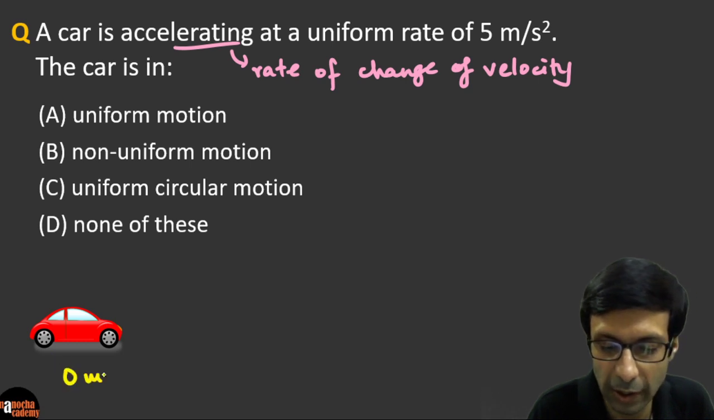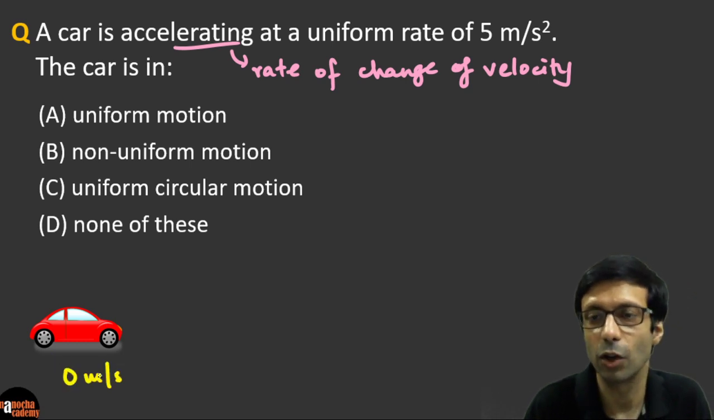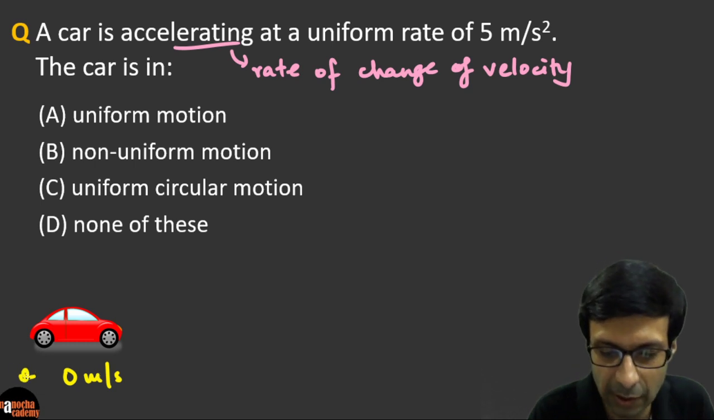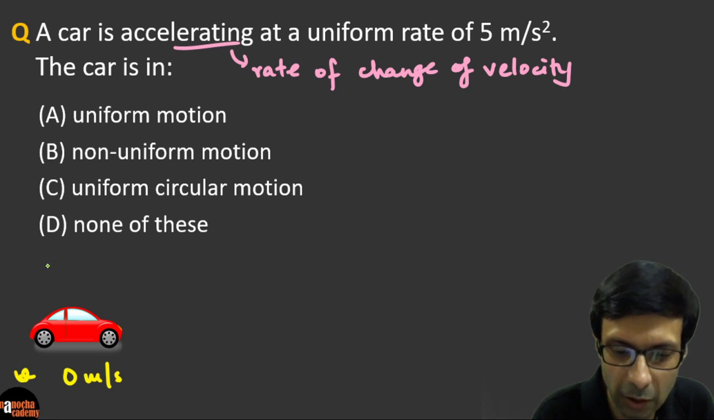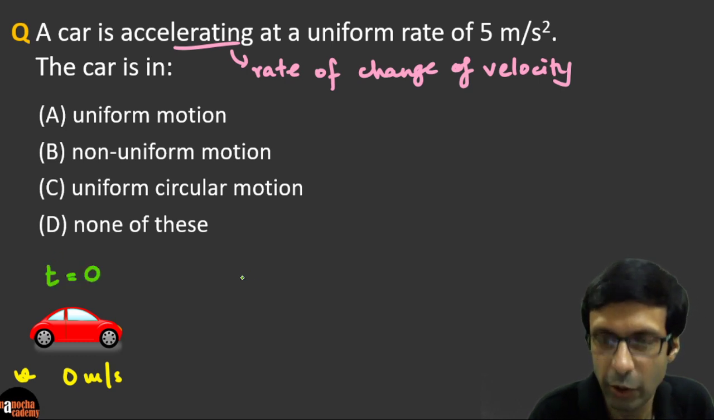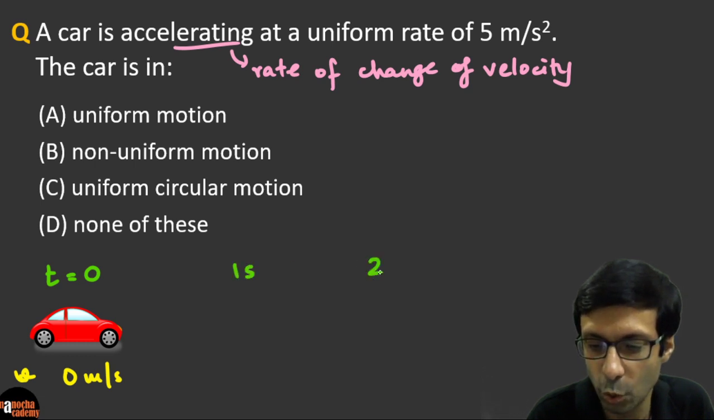Let's say the car was initially at rest. So it had a velocity of 0 meter per second, right? This is our velocity. And let's put time out here. Okay, so the time is 0. Now let's try to understand what will be the speed of the car after 1 second, and after 2 seconds, and after 3 seconds, and so on.